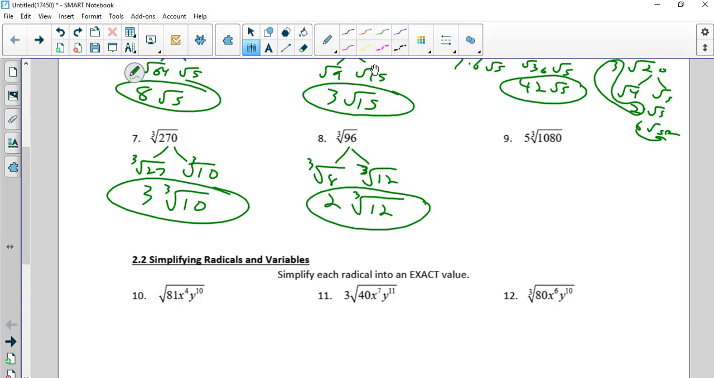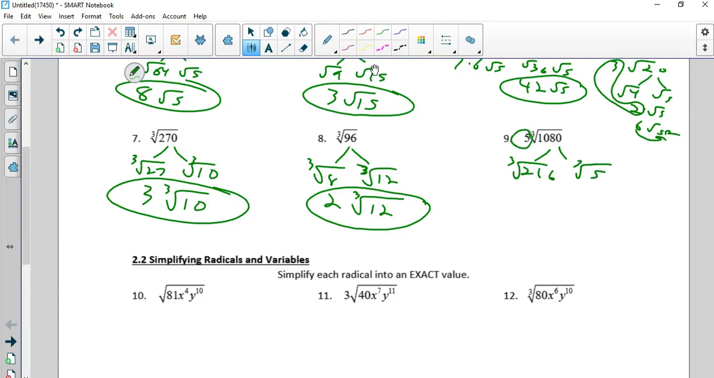1080. Well, we can try, just at the beginning, 1080 divided by 512. No. 343 doesn't sound like it's going to work. 1080 divided by 216. And you just take the time. You've got a calculator. There's your answer, 216. So it's the cube root of 216 times the cube root of 5.